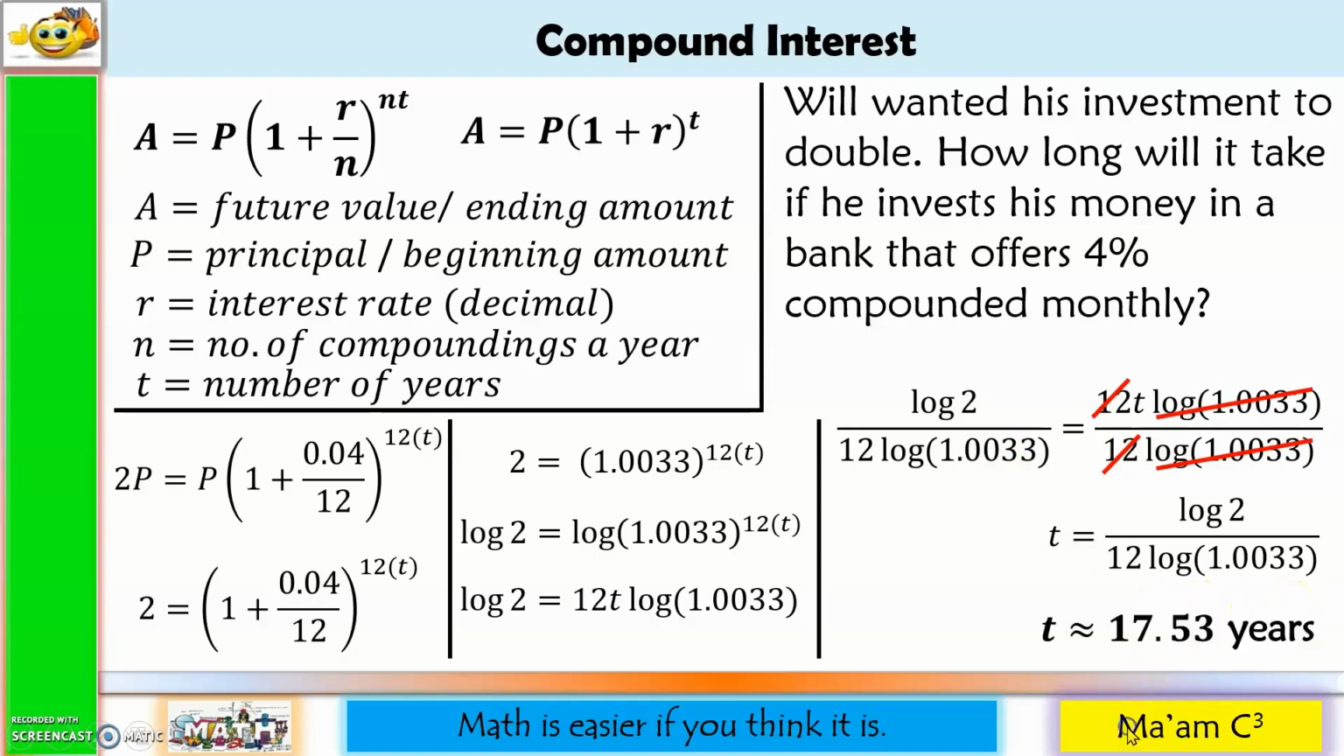And this is 17.53. So it means it will take 17.53 years before the money of Will gets doubled.